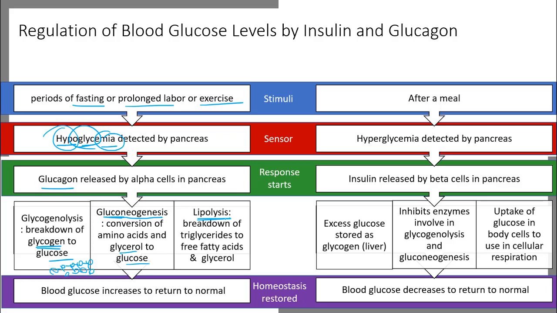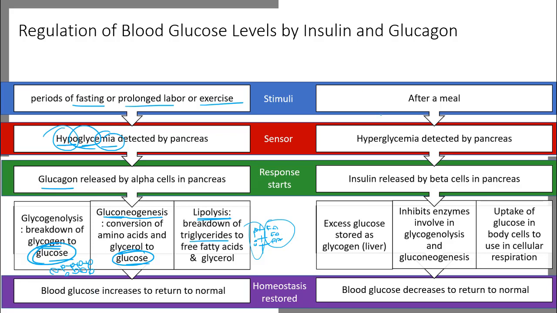Lipolysis is when lipids break down, in this case triglycerides get broken down to the glycerol backbone. Remember, triglycerides have got a glycerol backbone and 3 fatty acids. So what happens is that glucagon breaks this down into the fatty acids and the glycerol backbone. And so what you have is an increase in glucose in the blood. So blood glucose then increases to normal.